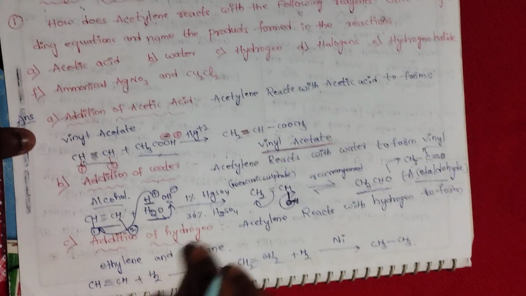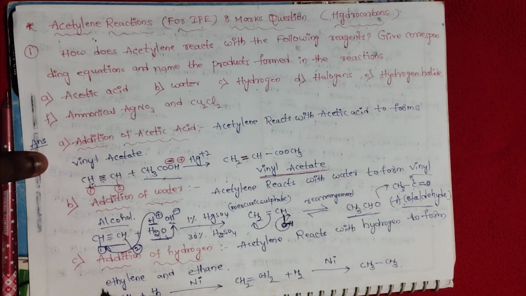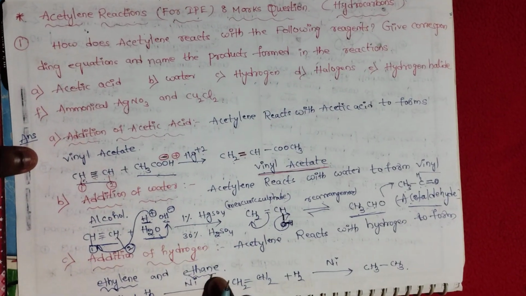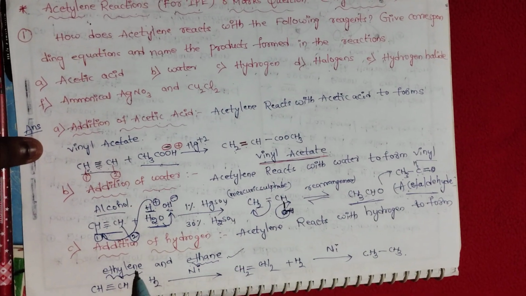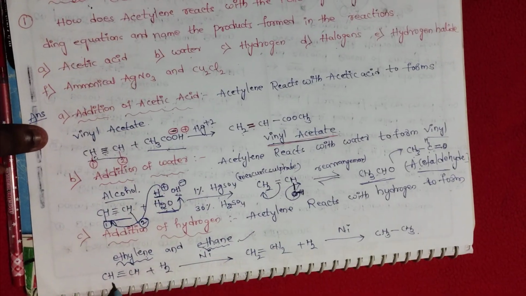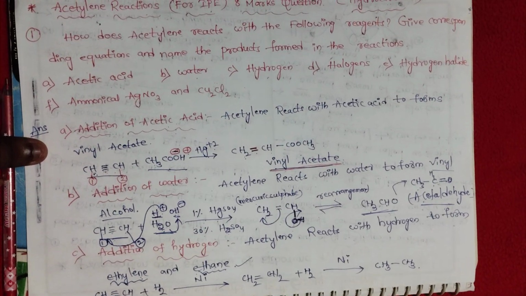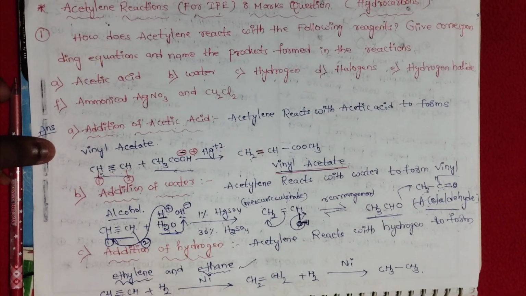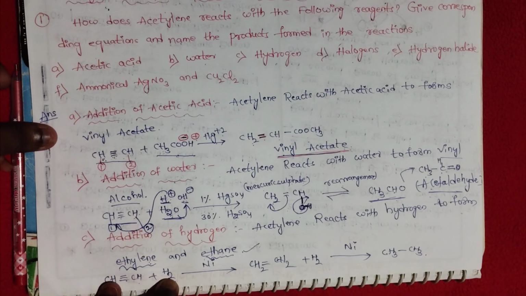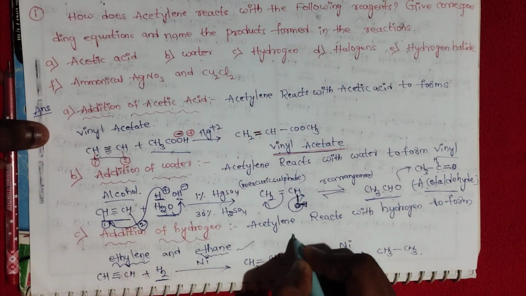Addition of hydrogen. In the addition of hydrogen, acetylene reacts with hydrogen to form which products initially? Ethylene. And then by the addition of another mole of hydrogen we finally get ethane. How do we get ethylene and ethane by the addition of hydrogen? We see the reaction. What was the formula of acetylene? CH triple bond CH. So hydrogen, which formula are we taking? H2. This reaction is called hydrogenation.